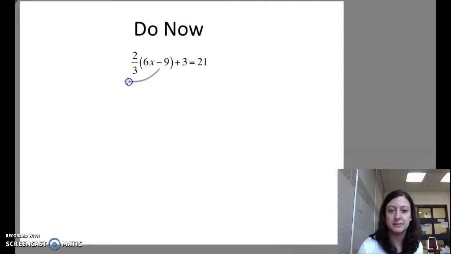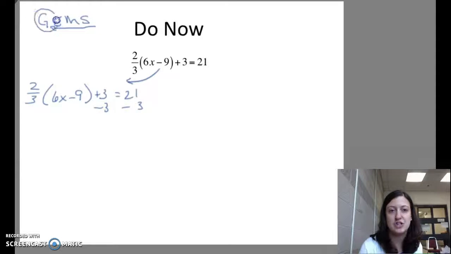For this first method, 2/3 times (6x minus 9) plus 3 equals 21. I'm going to subtract 3 first because when we're working in the reverse order of operations, we need to first do this to get the groupings by themselves, and then we loop back and do it again. So we're going to subtract 3. So now we've got 2/3 times (6x minus 9) equals 21 minus 3 is 18.